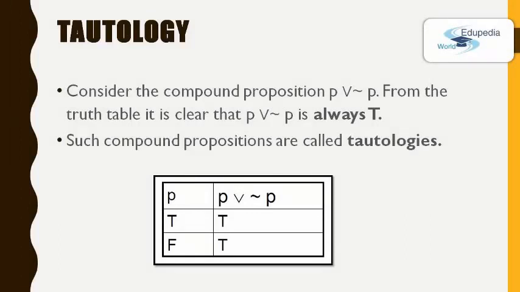Now we are going to learn about a few important concepts in propositional logic. The first one is tautology. Consider the compound proposition P or not P. From the truth table, it is clear that P or not P is always true. In the truth table, the first column is the input P and the second column is the final output. True or false, true. False or true, true. So it is always true. Such compound propositions are called tautologies.